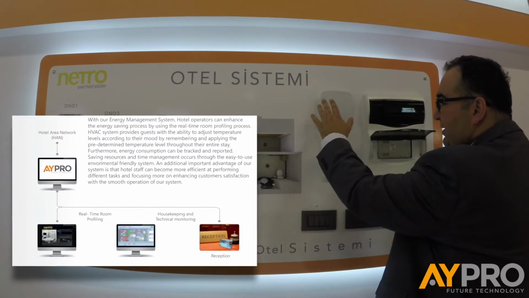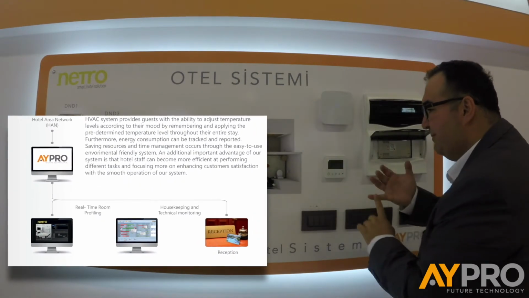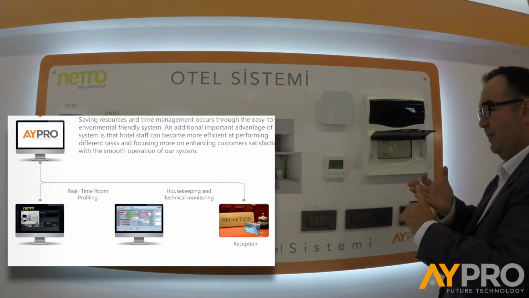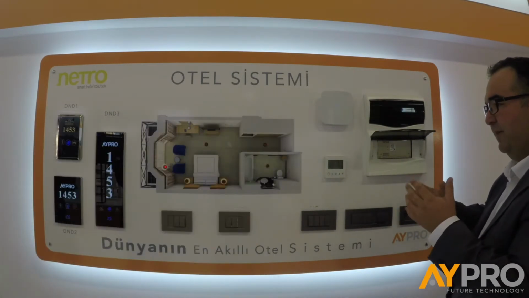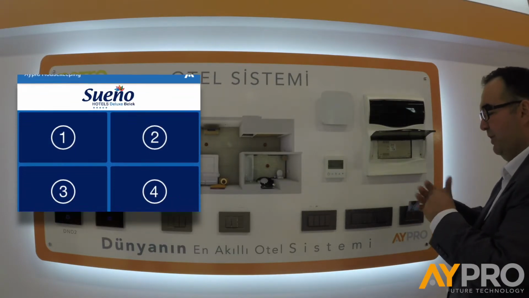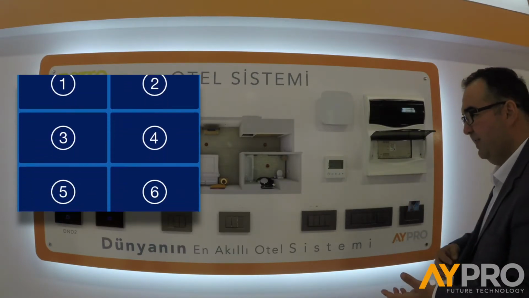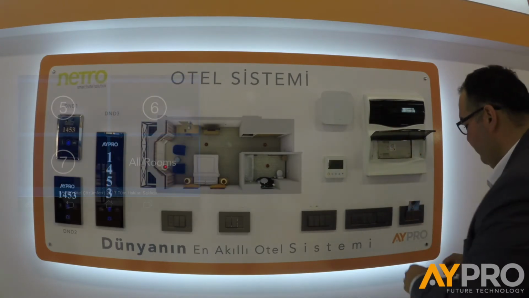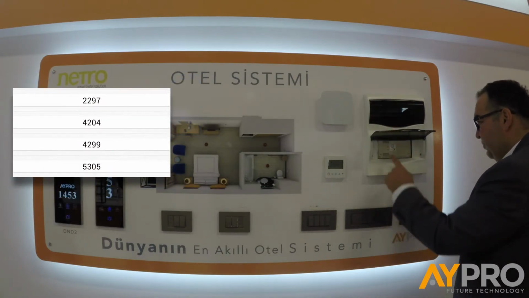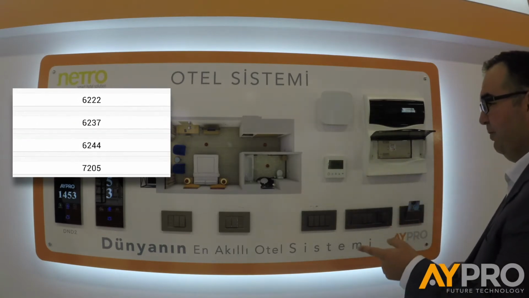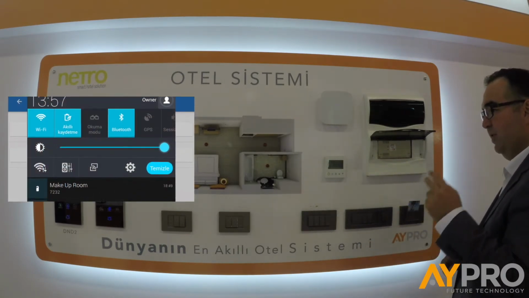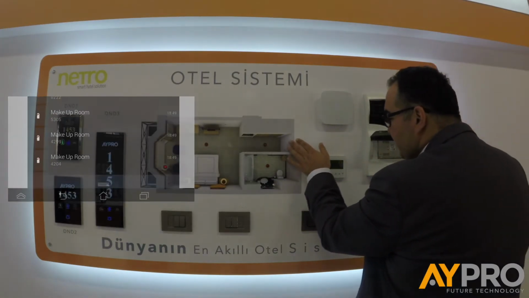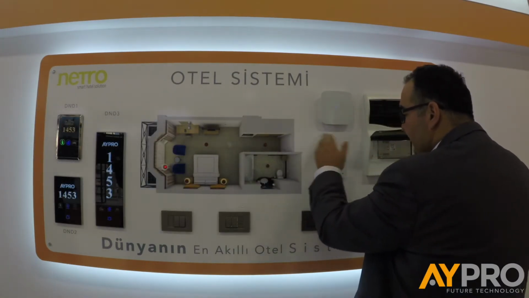So from the hotel network, this information goes to the reception, goes to the guest relations, and goes to the technical. And also we have some typical applications for the iOS and for the Android versions, which I will show you here. When the guest presses the make up my room, the maid can see this information in 2 seconds. So she or he can directly go to the room and make up the room and go back.